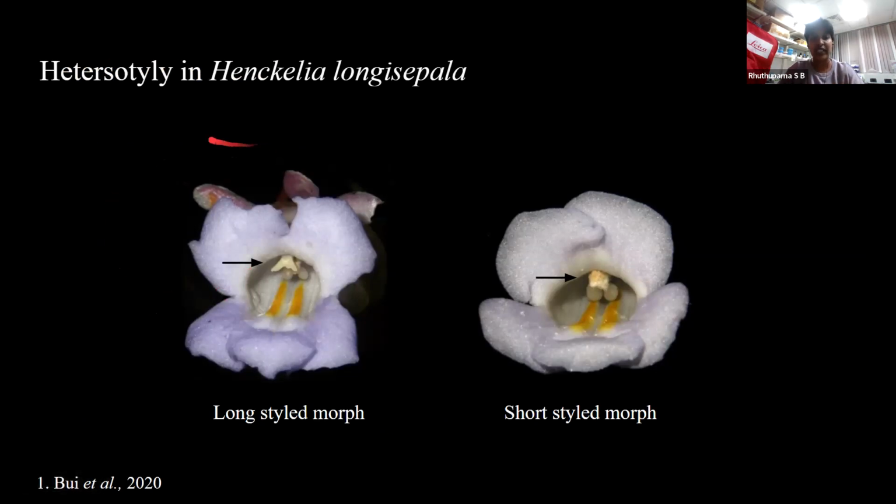The second type of hercogamy is heterostyly. As I mentioned before, there are two types of morph present in a population, long-styled morph and short-styled morph. In the long-styled morph, the stigma is placed beyond the anther, and in the short-styled morph, as you can see here, the anther is placed beyond the stigma. So there is a reciprocal placement of anther and stigma in two different morphs in a population.